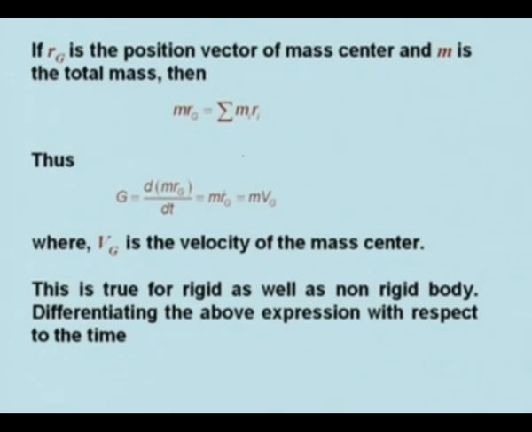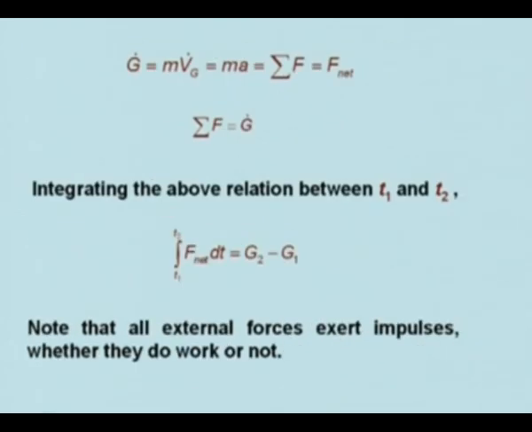Now, if we differentiate this expression with respect to time, then we get G dot is equal to m v dot g is equal to m a, where a is the acceleration of the mass center, and this will become sigma F, that is F net. So, we get one relation that sigma F is equal to G dot.